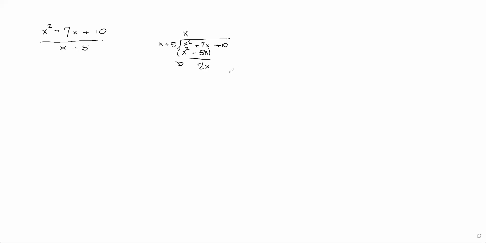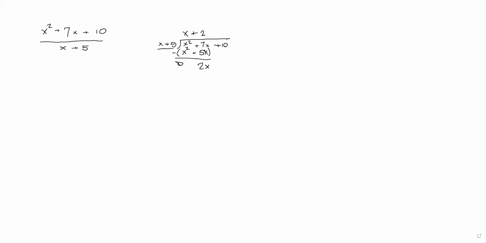So the next thing we want to do is we want to ask ourselves how many times can x go into 2x? And the answer would be twice. It would go in positive 2 times. So we're going to put a plus 2 right there. Then we're going to repeat.